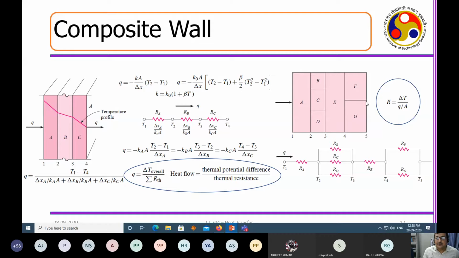Now say suppose you have a wall like this, a composite wall you have prepared for a furnace, where this material is A, then B, C, D, E, F, G. How do you break it down into a circuit? You break it down into a circuit like this. See, this A corresponds to RA. Since B, C, D, these three are there, RB, RC, RD. Okay, this will be in parallel, but then overall the entire system is in series with this.